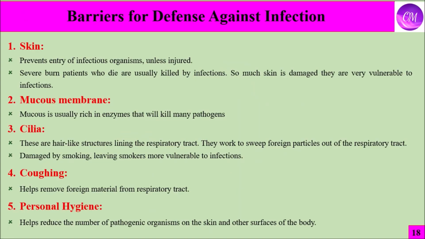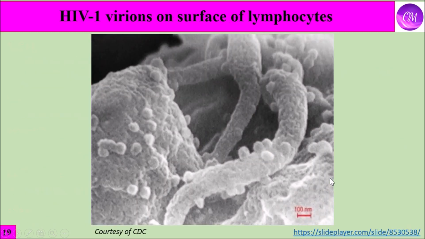About these barriers, we repeat that the skin, mucous membrane, cilia, coughing, and personal hygiene play roles as barriers for the defense against infection. And here you see the illustration of the HIV-1 virus on the surface of lymphocytes.